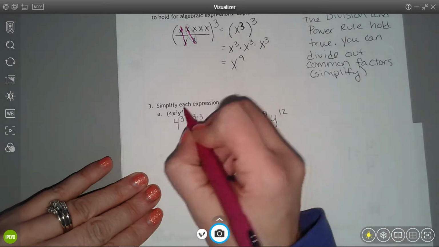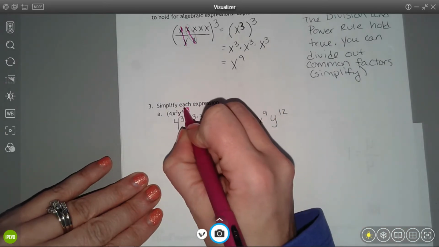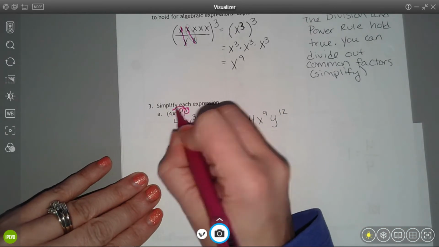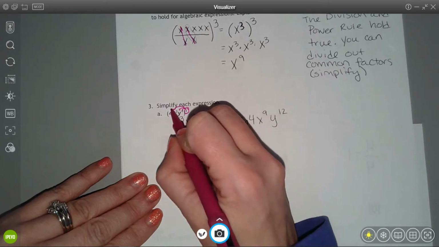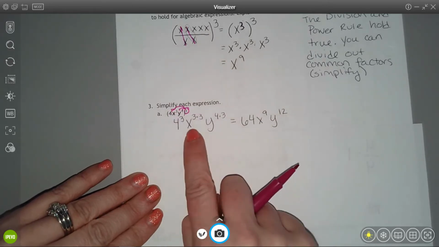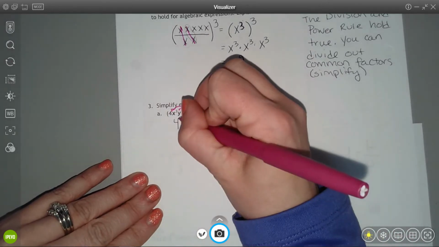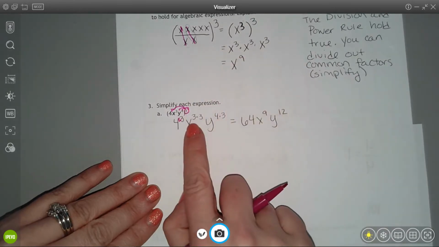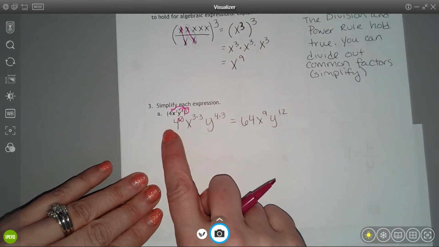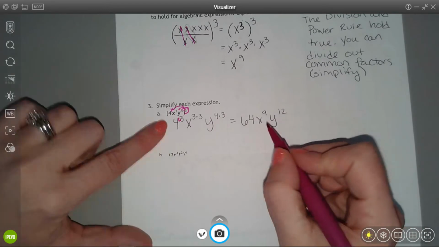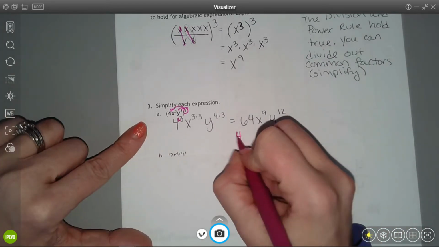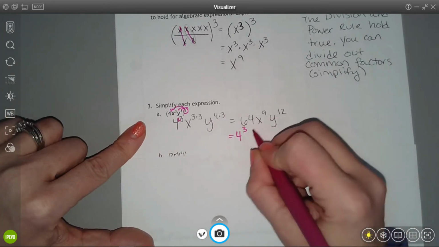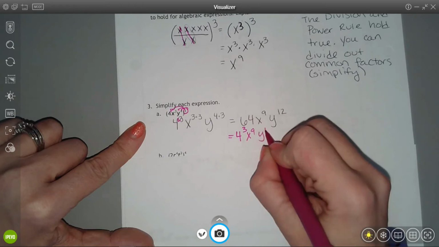First thing here, guys, you've got to take that 3 and distribute to every exponent. Remember that 4 has an exponent of 1, so I get 4 to the third. And if it helps, you can say 1 times 3 to show it. 3 times 3 and 4 times 3. Well, 4 to the third, and they may just want you to write 4 to the third like that. X to the ninth, y to the 12th.